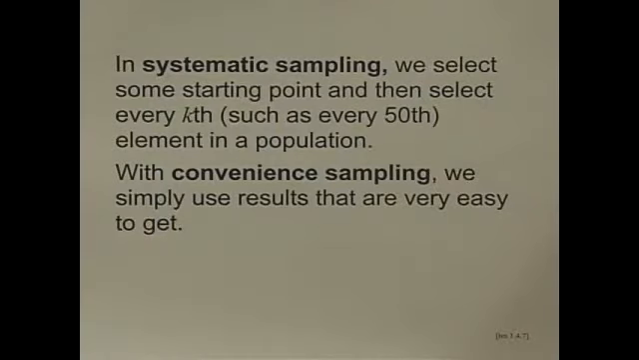We could have a systematic sampling, and in systematic sampling, we select some starting point, and from that starting point, we select every kth element in a population. For example, from the starting point, you might select every 50th element, and that would make up your sample. And there's always convenience sampling. Unfortunately, the outcomes are not usually as reliable with that, because what you just do is choose the sample that's the easiest to get, and that's why it's convenience sampling.